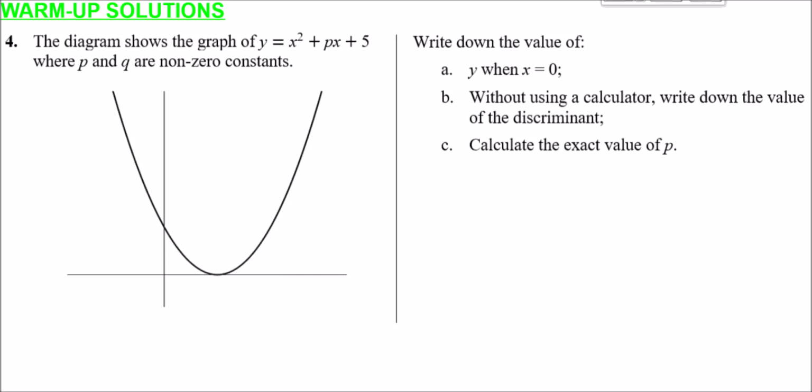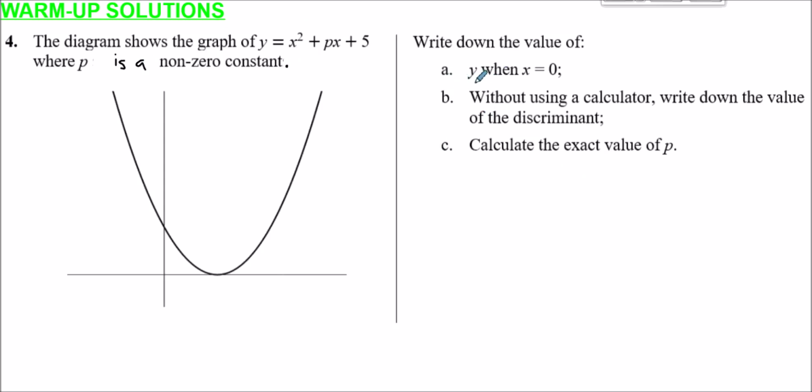So we need to write down the value of y when x is equal to 0. So what I'll do first of all here, actually, I'll just get rid of that q. It's a slight aberration. Apologise for this. P is a non-zero constant. There we go. It never happened.